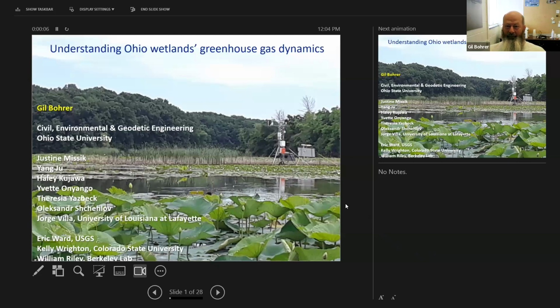Okay, so of all the different things that I do, today I'll focus really on Ohio wetlands, but specifically on one very special wetland, which you see here in the picture.